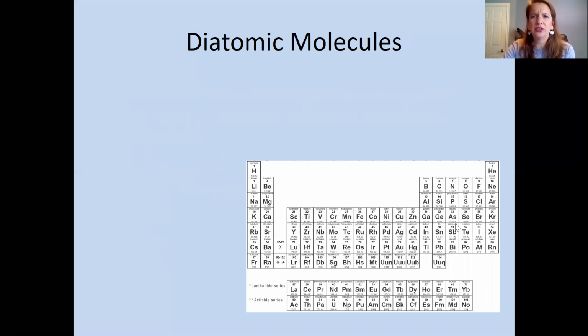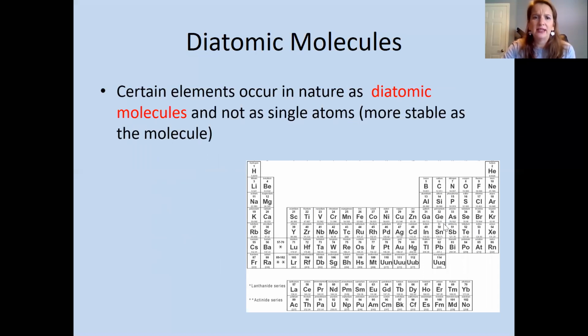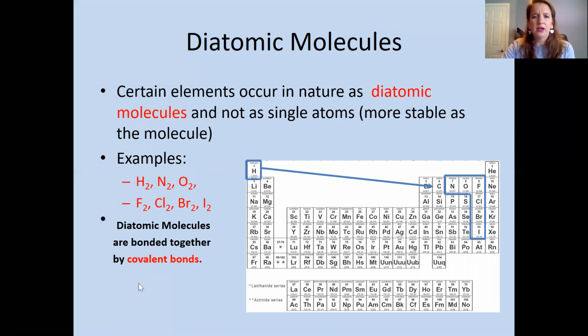Now there's some things called diatomic molecules. Diatomic molecules are atoms that don't exist by themselves. They're more stable bonded to themselves. And so they will always be represented by an H2 or an F2 or a Cl2 because they don't exist as an H or an F or a Cl. So there are 7 diatomic molecules on the periodic table. They're hydrogen, nitrogen, oxygen, fluorine, chlorine, bromine, and iodine.